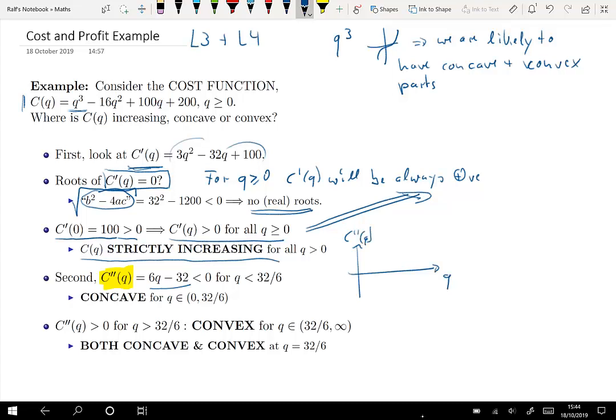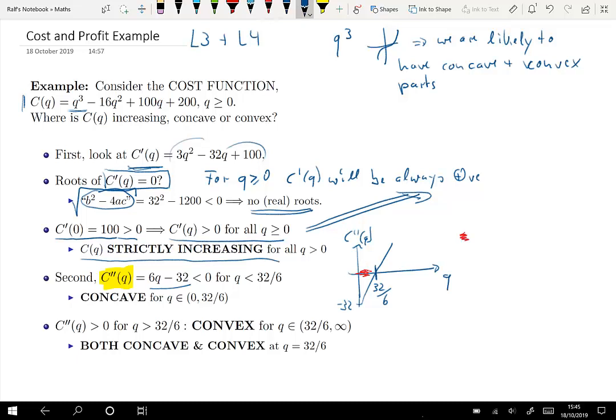How can we see that? 6q minus 32 is a linear equation, right? So if you plot that, the intercept is negative 32 and the slope is 6. So some fairly steep slope. So it starts negative, and then after some value it will be positive. The root of that second derivative is 32 over 6. So that's where the second derivative is equal to 0.